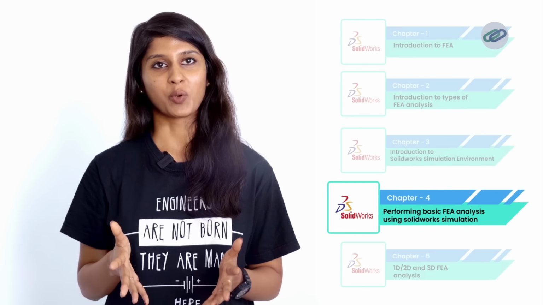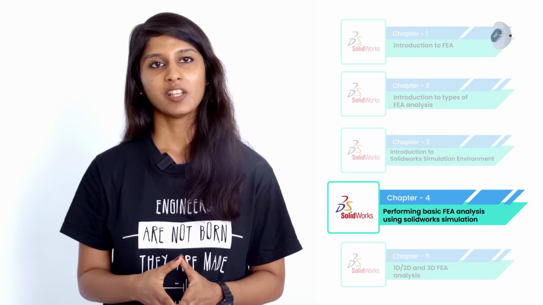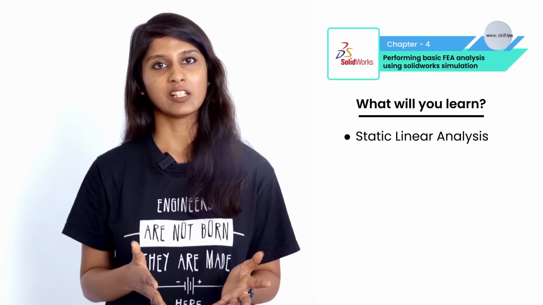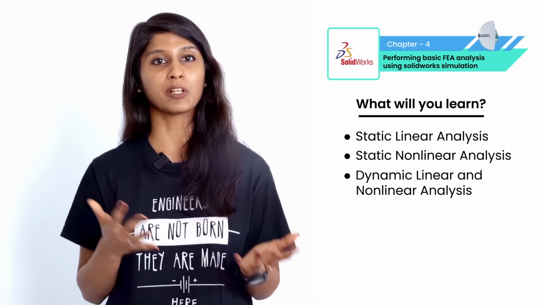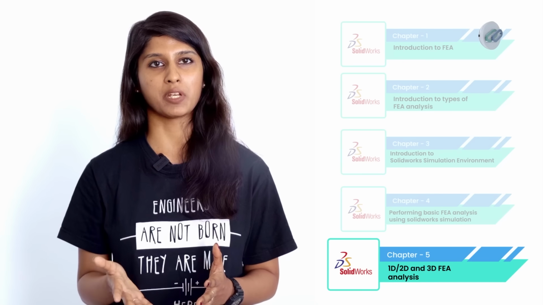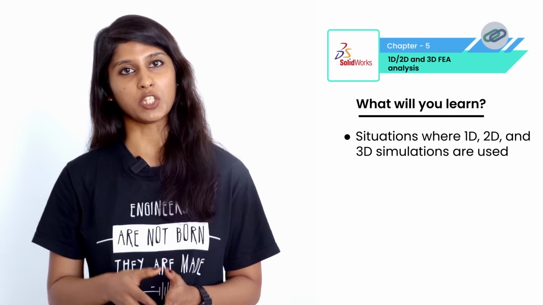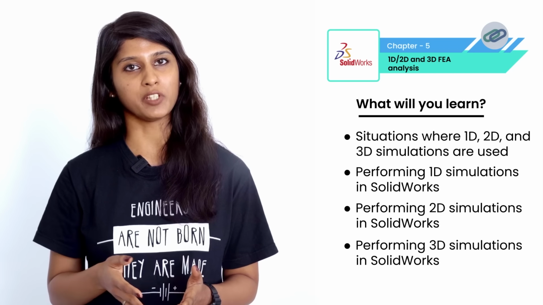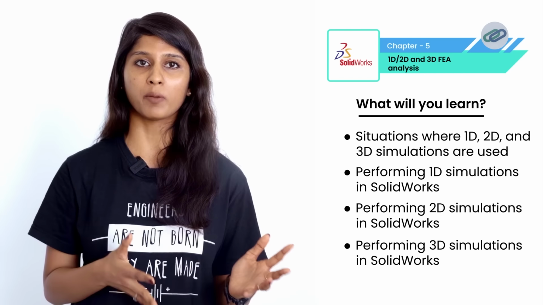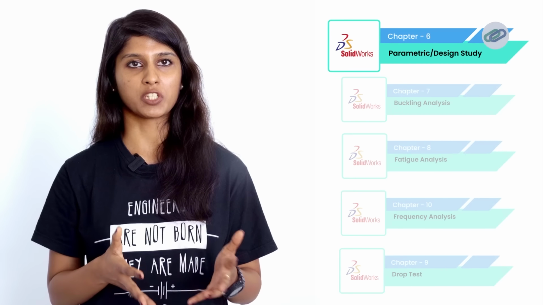In the fourth chapter, we'll cover how to perform basic FEA analysis using SOLIDWORKS simulation. This includes static linear analysis, static nonlinear analysis, and dynamic linear and nonlinear analysis. We'll guide you through the processes and methods for each type of analysis. In the fifth chapter, we'll discuss how to simplify complex 3D simulations into simpler 1D or 2D simulations. We'll explain when to use 1D, 2D, and 3D simulations, as well as demonstrate how to perform each type in SOLIDWORKS.